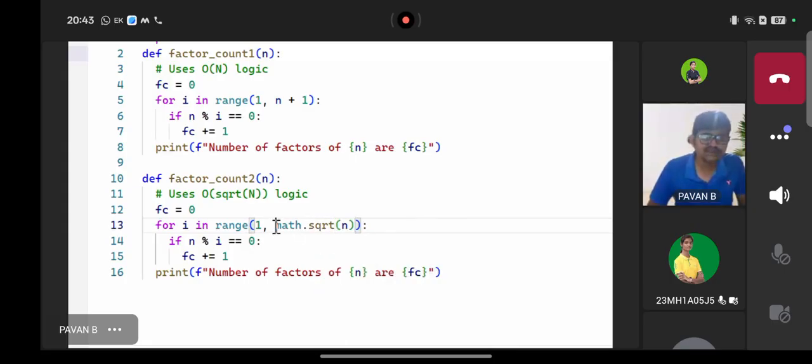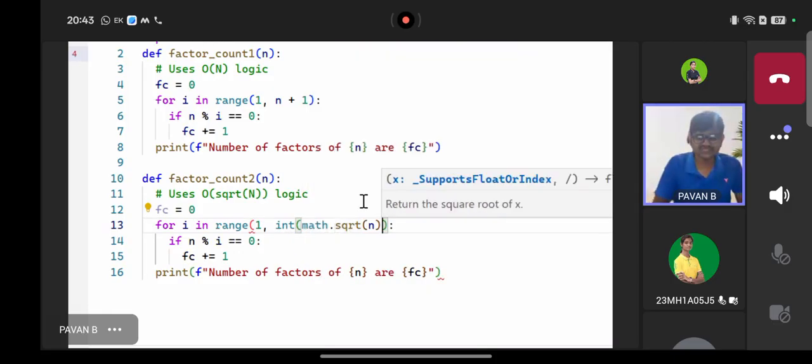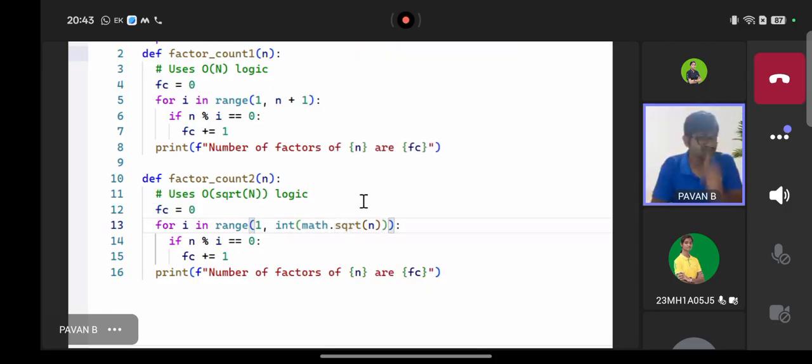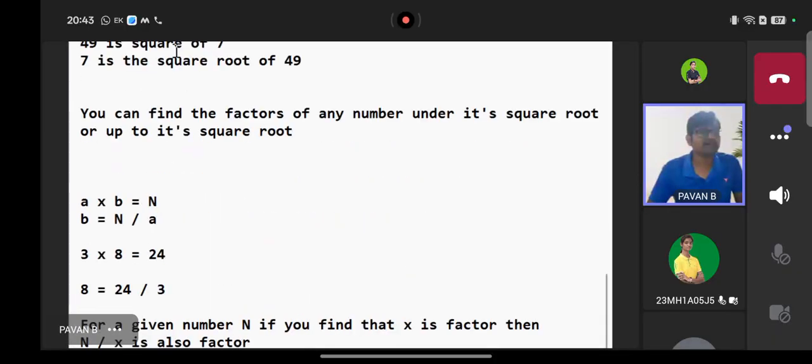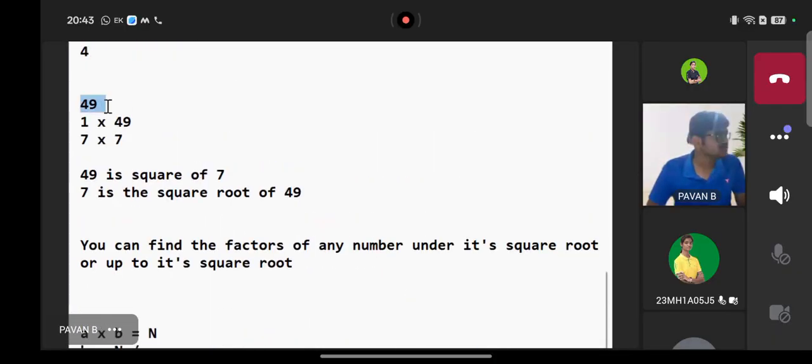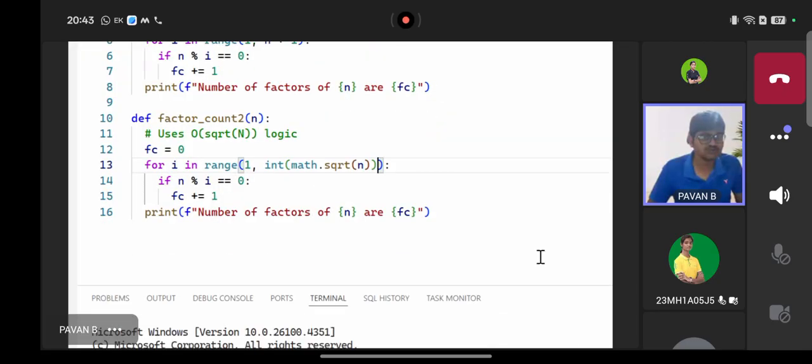But square root of n comes in point values, right? We don't need point values because the range function only works on integers in Python. So let's convert that into an integer. And we need to visit the square root of the number also. The reason is, look here, for a number like 49, what is the other factor? 7, right? That is exactly the square root. So we should not exclude the square root. We need to include it, so I'm writing plus 1. This finds the square root and adds 1 to it. So till the square root of the number I'm going.